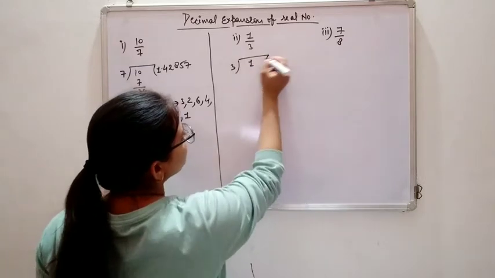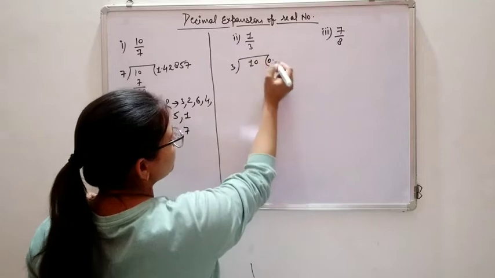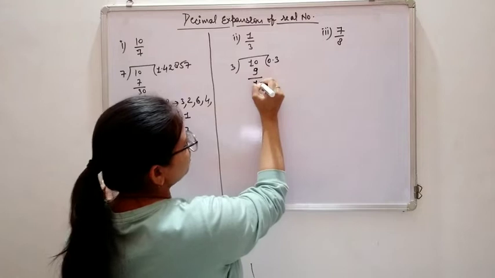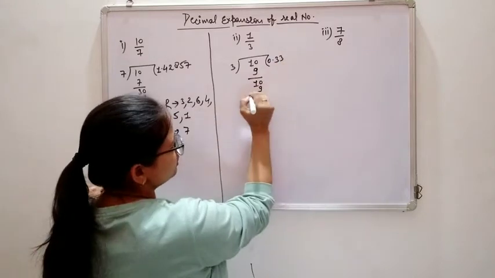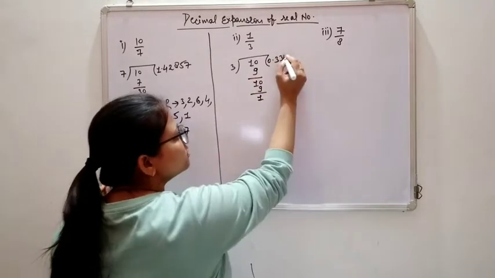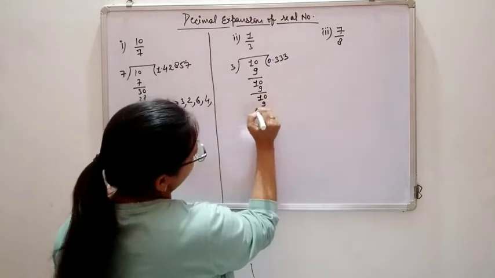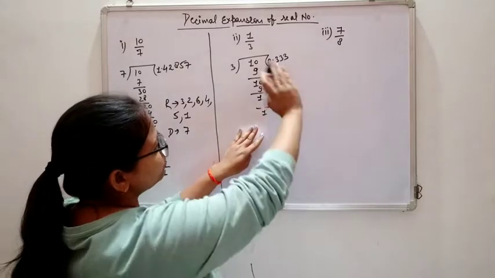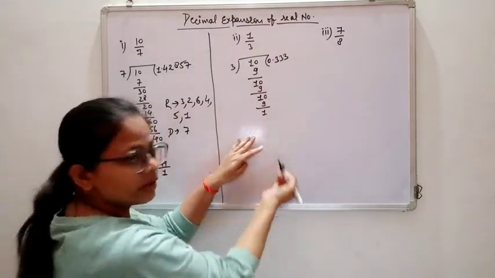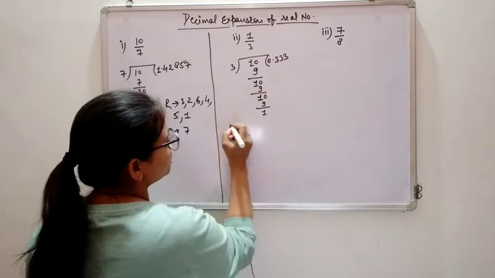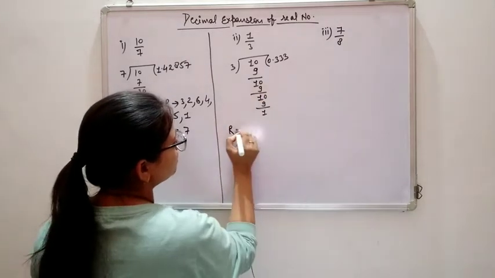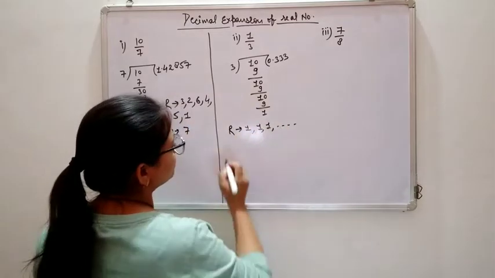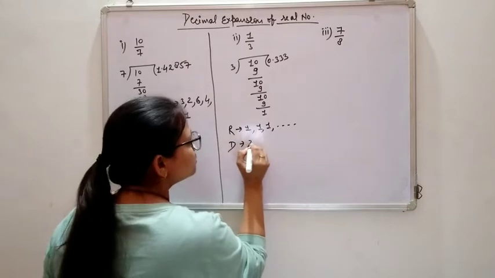What will it be like? 0.3. Here 3 goes 3 times. The remainder will be 1. Now again 3 times, right? And the remainder again will be 1. Again 3, and again the remainder will be 1. So this process will not end here. It will go like 0.3333 and the remainder will come like 111, right? So let's stop this process here and write the string of remainders: 1, 1, 1, and it will continue like this. And what is the divisor here? This is 3. Clear?